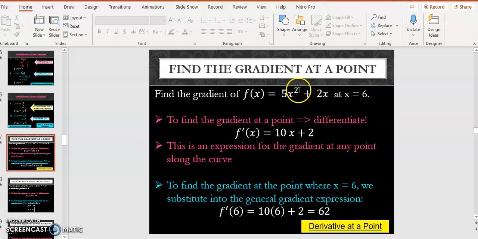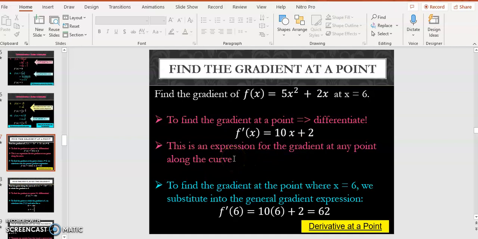So we want to find the gradient at the point 6. So it's 2 times 5, which is 10. 2 minus 1 is 1, so it will give you x. Then 2x: 1 times 2 is 2, 1 minus 1 is 0. So x to the power 0 is 1, and 2 times 1 is 2. So the rule says if you have 2x and you differentiate, it is 2. This is an expression for the gradient at a point along the curve.